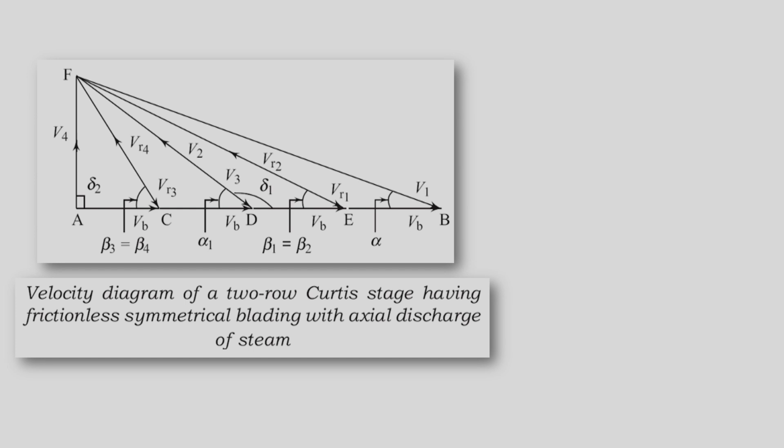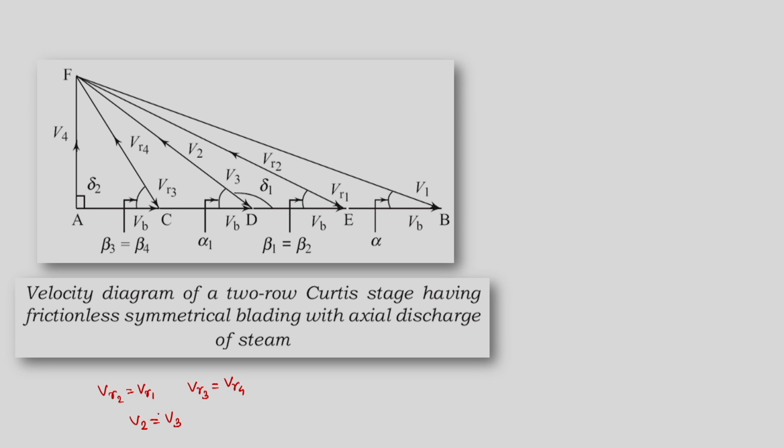So, now let us draw the velocity diagram for a two stage Curtis turbine with frictionless blades and axial discharge. There are two terms over here. One term says that we have frictionless blades. So, if the blades are frictionless, that means we are considering that VR2 is equal to VR1, or VR3 is equal to VR4, and similarly V2 is equal to V3. This is also what we are saying.